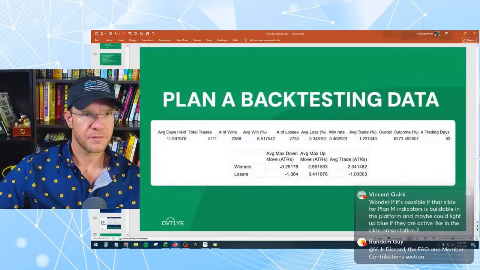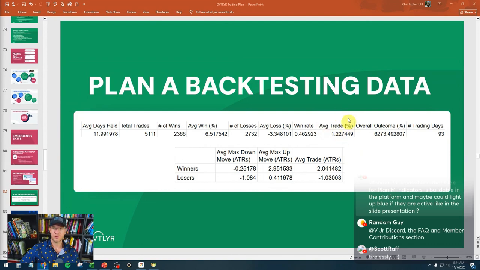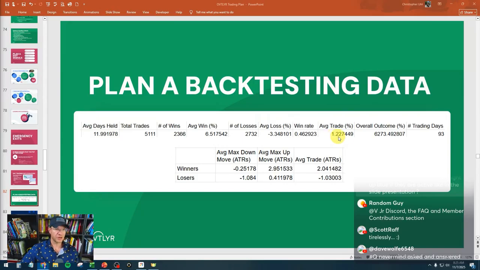Plan A back test showed an average trade of 1.22%. Okay. And we worked really hard on this. This was around 0.3 when we started. And because of all the data that we worked on, we got it to basically be 400% higher than we started with. Huge gains were made because of this.